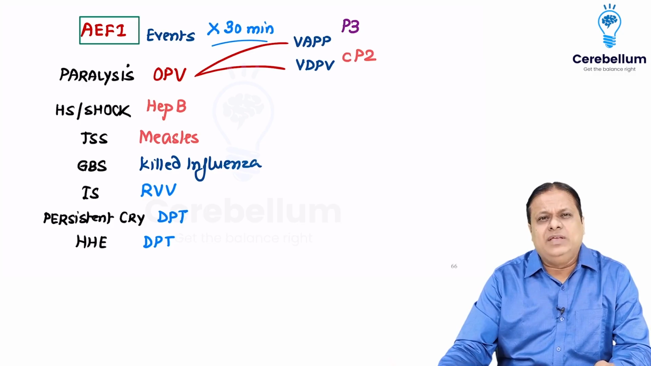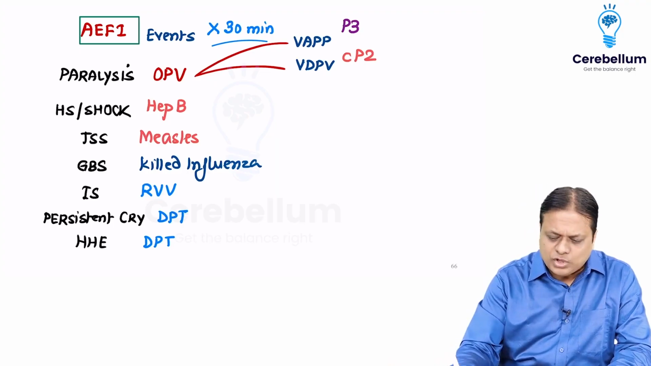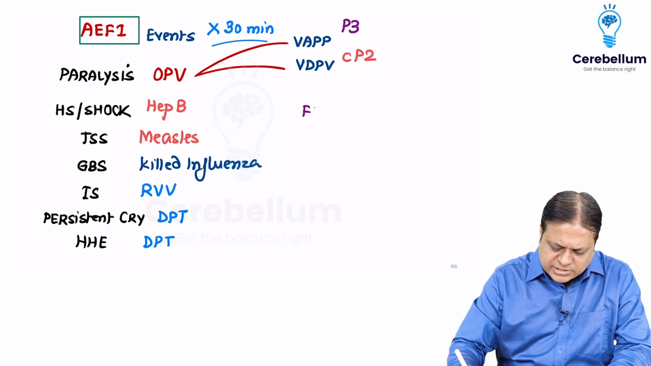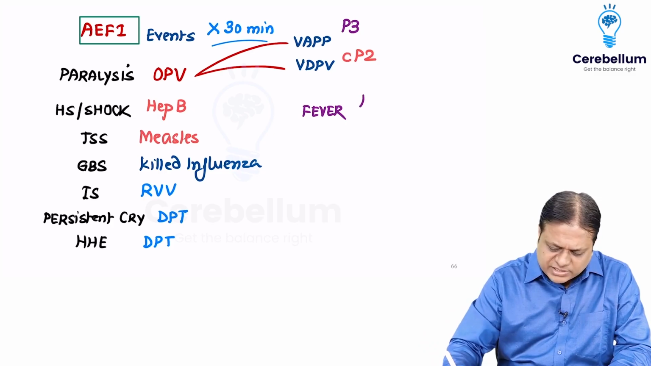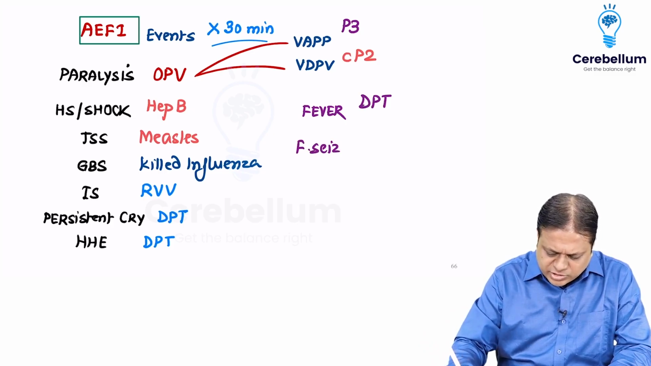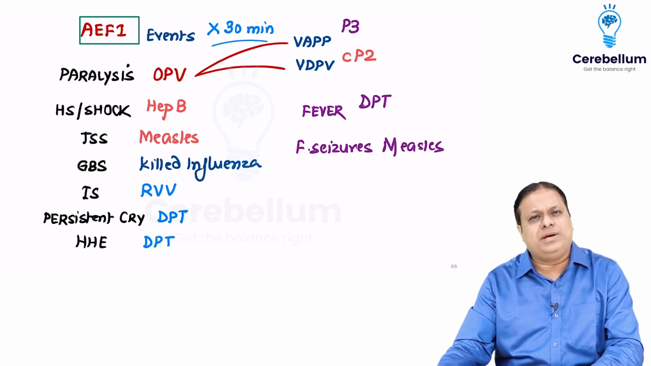Please remember, if the gap is more than the suggested 1 month gap between successive doses of DPT, do not restart the schedule. Continue from where you left. Also remember, whereas fever is most commonly associated with the pertussis vaccine DPT, febrile seizures mostly occur due to the measles vaccine, thrombocytopenia with MMR and hepatitis B.